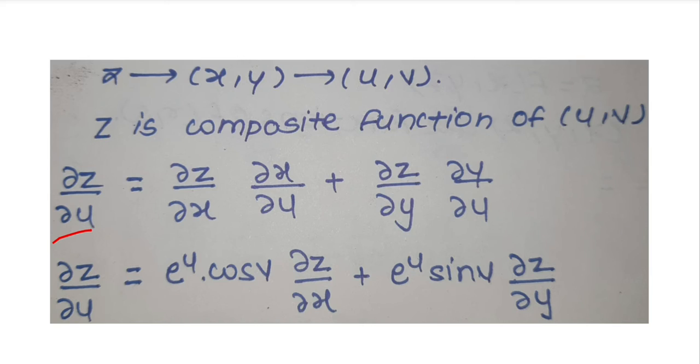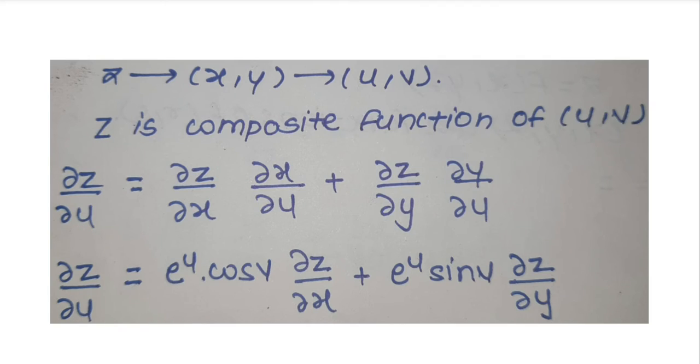So our formula is delta z upon delta u equal to delta z upon delta x into delta x upon delta u plus delta z upon delta y into delta y upon delta u. You can find all these formulas explained clearly in the previous video. Go and watch it for the formulas.